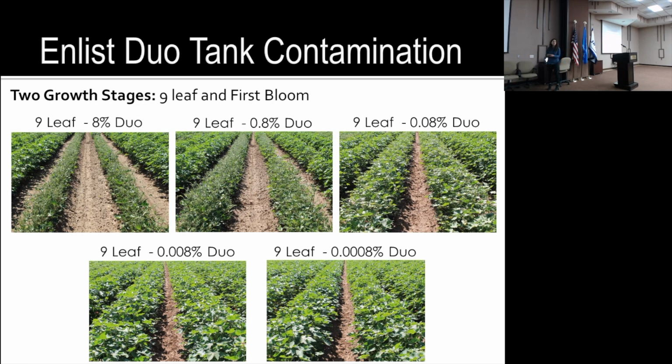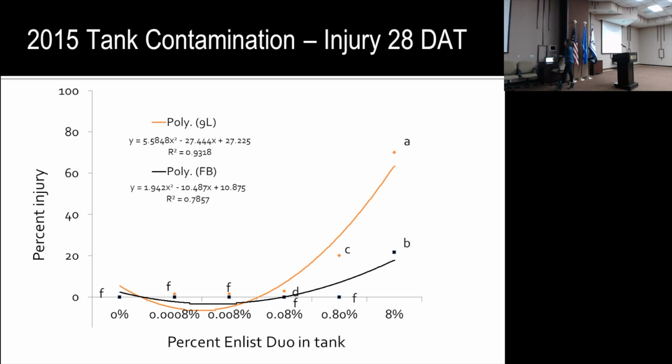The yellow line, or the lighter line to you, is our 9-leaf timing, and the dark line is our first bloom timing. So I think what stands out most here was that our 9-leaf timing was more sensitive, and it wasn't until we got to about 0.80%, close to 1% of tank contamination, did we start to see some visual injury.